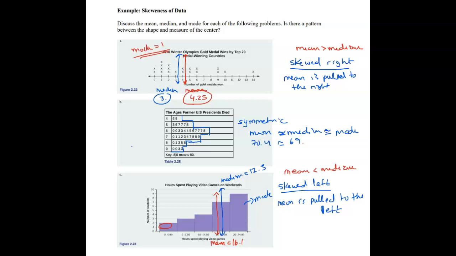Okay, so the important thing with graphs that are skewed to the left: the mean is less than the median. All right, that's it.